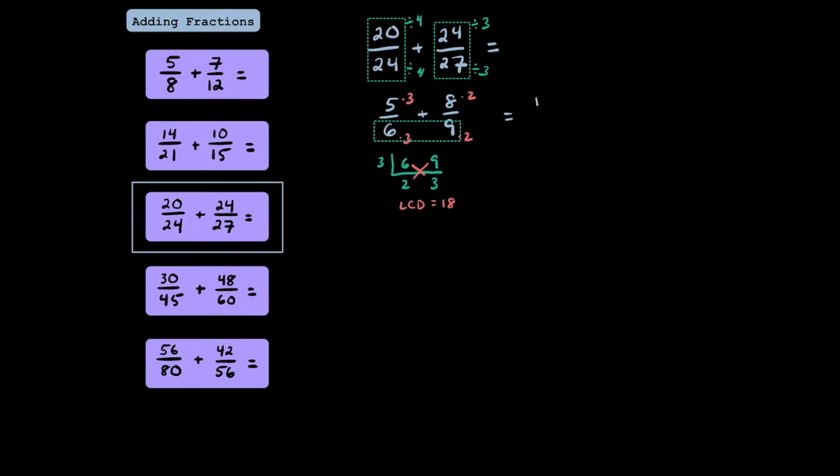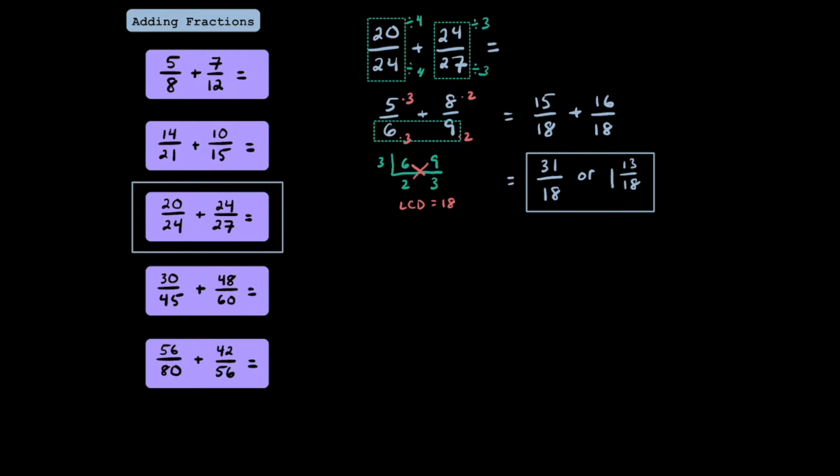Rewritten using the LCD, 5 times 3 is 15, 6 times 3 is 18, plus 8 times 2 is 16, and 9 times 2 is 18. Since these denominators now match, we can add them together. 15 plus 16 is going to be 31, while we have the same denominator here of 18. While this is the improper version, we could also say that this is 1 and 13/18. This would be the sum of these two fractions.